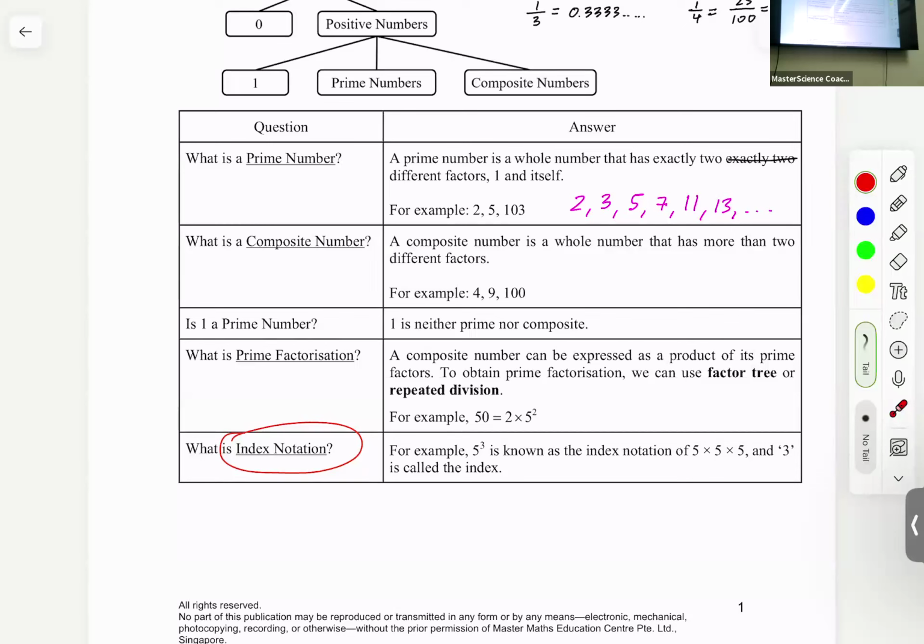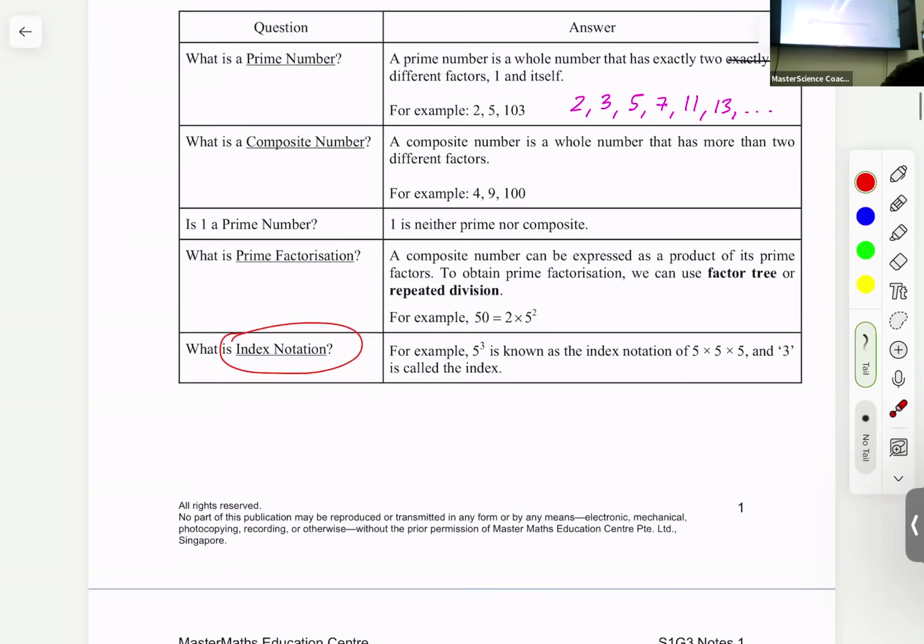19. Is 19 a prime number or composite number? 19 is a prime number. Good. 22. Composite. Okay, good. So we understand. So what is prime factorization?